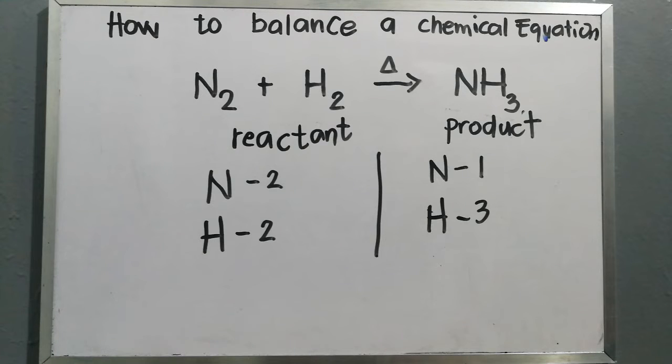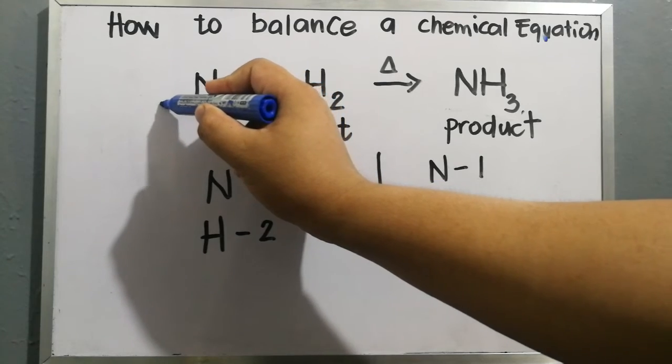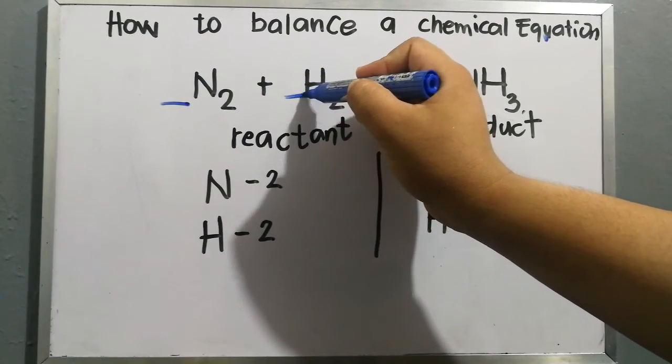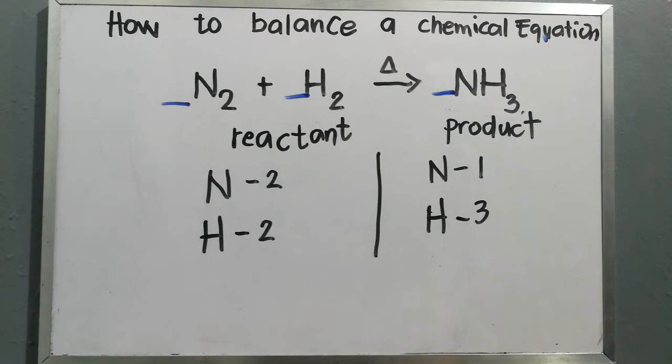Now, balance each element at a time. Do this by placing a small whole number, called the coefficient, in front of the symbols or the formulas. What number should be placed before hydrogen H2 and NH3 to balance the equation? You can put the coefficient here or here and also here. Now let's proceed in putting the coefficient.